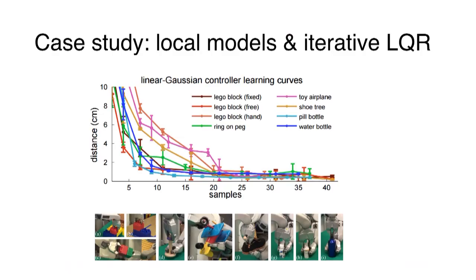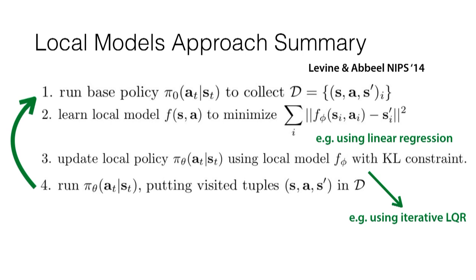So here's, for example, the learning curve, and you can see here a sample is a 5-second trial, and all of them are using extremely small amounts of samples compared to what you've seen thus far in the bootcamp. Okay. So this is the summary algorithm that I showed before, and the end result is a single local policy to be able to go from a single initial state to some target state or target pose.